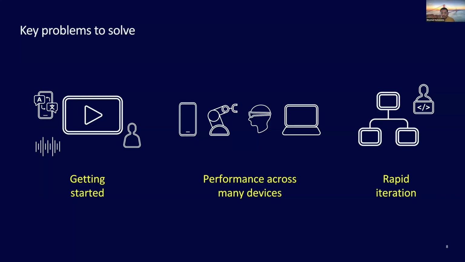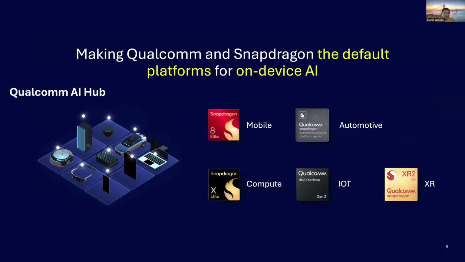Let's say a new model is upcoming. I deployed a model, SAM, and now there's SAM 2. How do I rapidly reiterate and make sure my users are getting the latest and greatest performance and models as well? So these are the three key problems that we wanted to solve, and that's how Qualcomm AI Hub was born. Qualcomm AI Hub makes Qualcomm and Snapdragon a default platform for on-device AI by solving and making these three key problems the center. We'll do a deep dive into each section on how we are solving each particular aspect. Next.